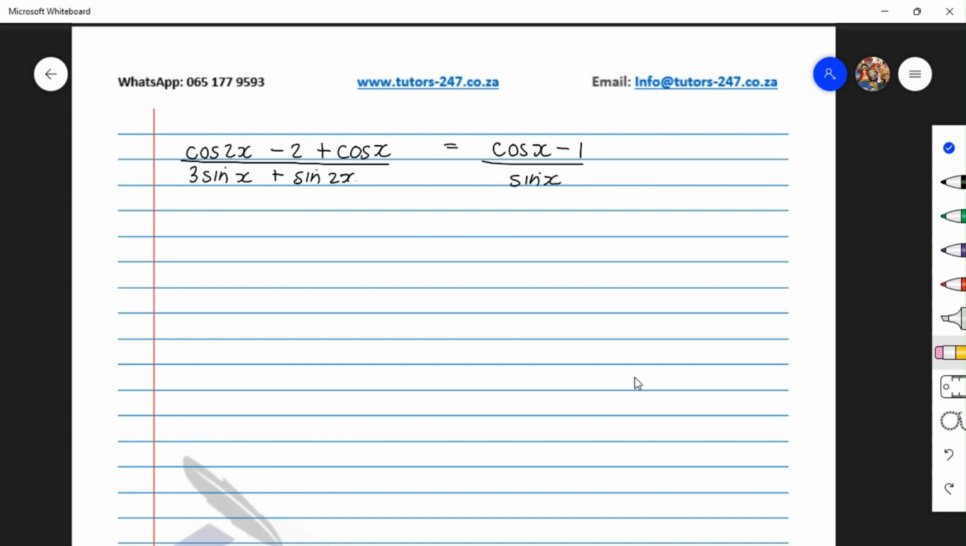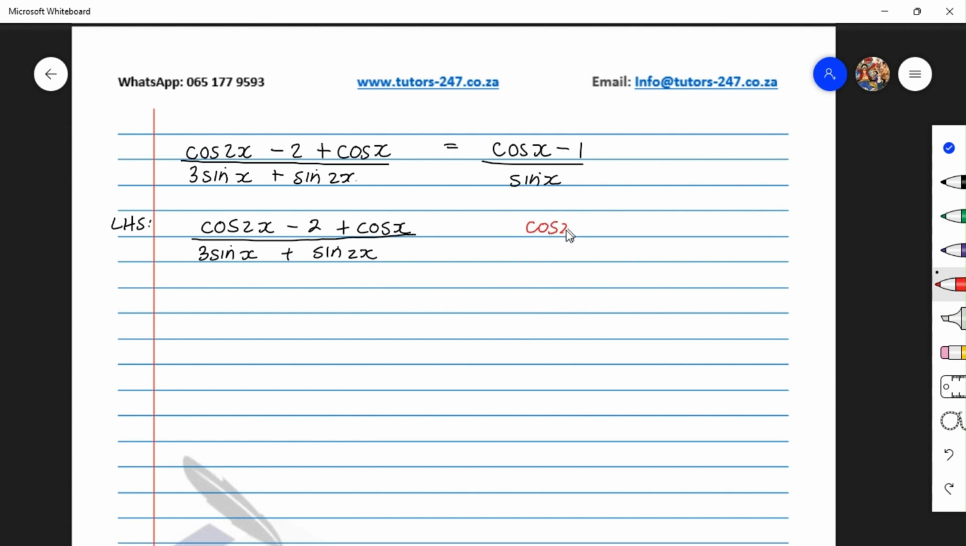So how we make that decision is by looking at both sides and seeing which one has more terms for us to simplify. So we are going to use the left-hand side, which is (cos 2x minus 2 plus cos x) all over (3 sine x plus sine 2x). Now, we can see that our numerator is a cos double angle and our denominator is a sine double angle.